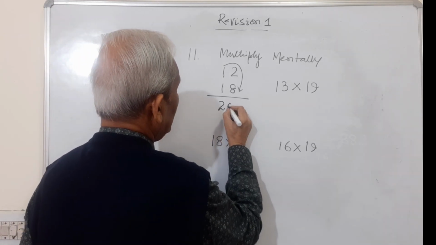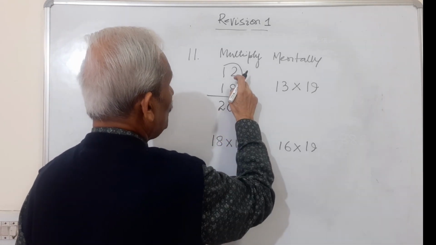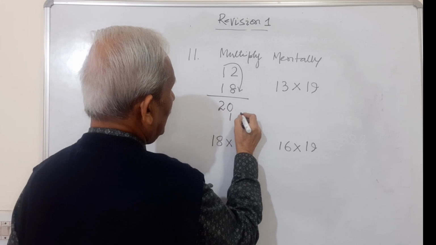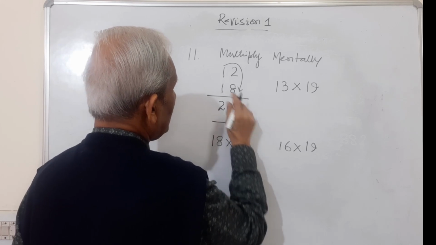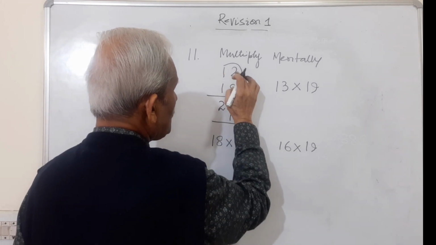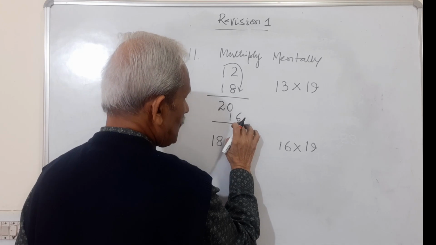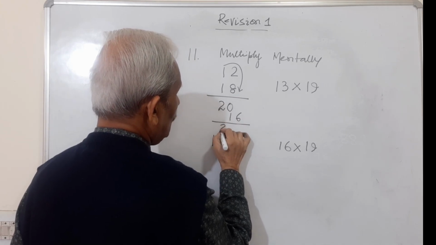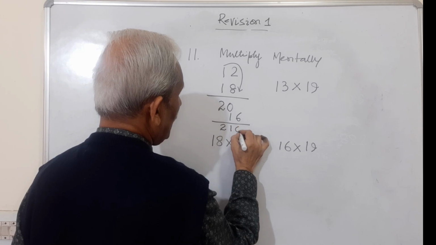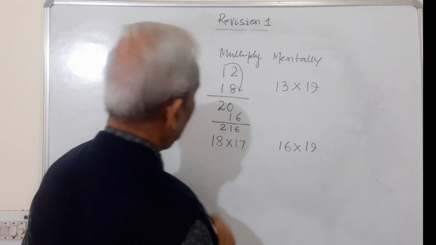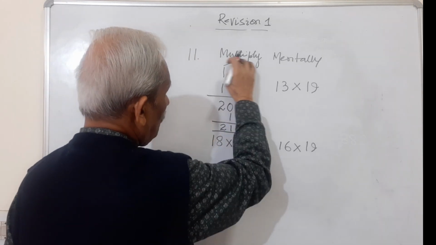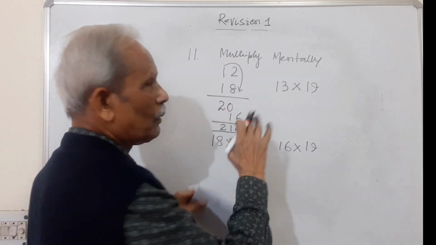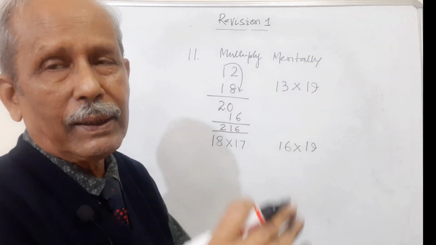20. And 8 into 2, 16. Why am I writing it here like this? The tens place has got 1 0, so you can take one digit only here, the other digit will go here. The answer is 216. What have you done? 12 plus 8, 20, and 8 twos are 16, so 216.